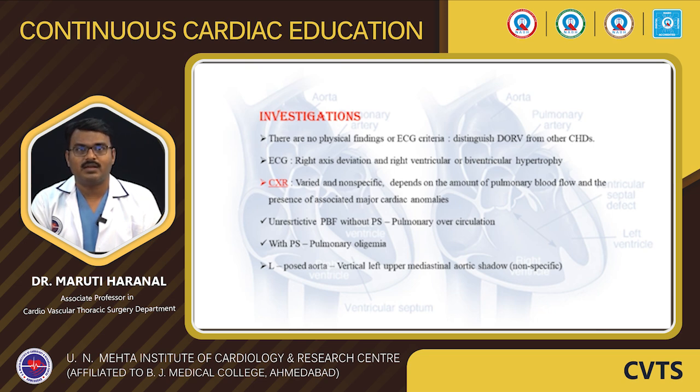In patients with unrestricted pulmonary blood flow without pulmonary stenosis, the features resemble those of pulmonary overcirculation. Those with pulmonary stenosis, the X-ray features are more of pulmonary oligemia. In patients with L-posed aorta, a vertical left upper mediastinal aortic shadow is seen in posterolateral X-ray, which is non-specific.